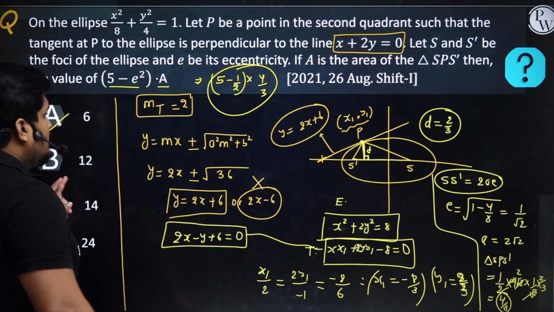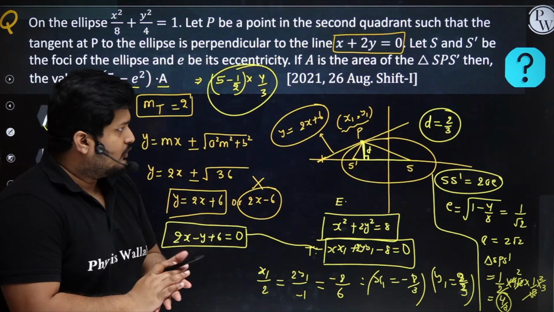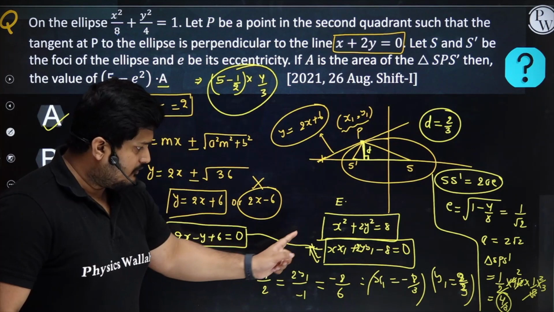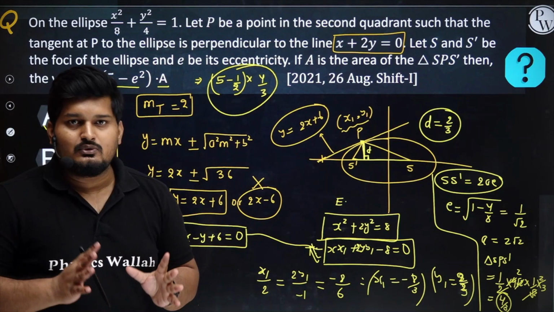Clear? The question looked lengthy, guys, because it was a comparison of point form, right? We have written the point form of tangent to compare with the given tangent so that we can find the point of contact. So the main idea here was just to find the point of contact. After that, there is nothing in the problem. Moving on.